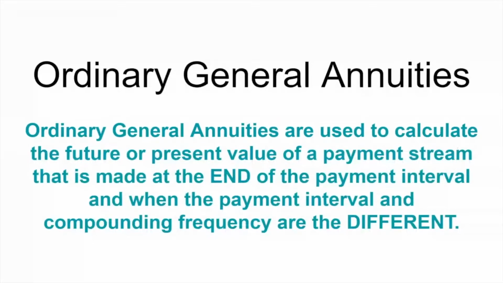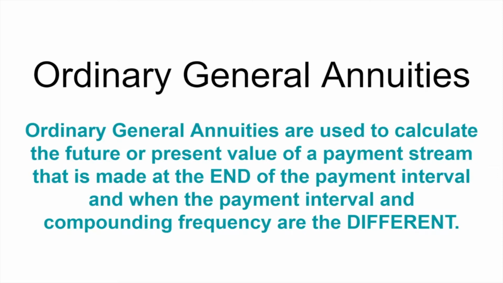An ordinary general annuity is used to calculate the future or the present value, we can go one way or the other, it doesn't matter, of a payment stream that's made at the end of the payment interval. By definition, in an ordinary annuity the payment is at the end of the payment schedule, when the payment interval and the compounding frequency are different. And 9 times out of 10, they're going to be different.